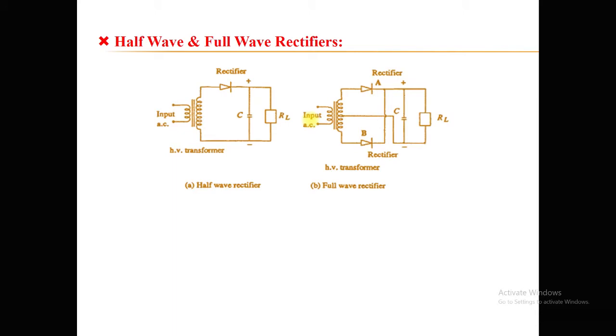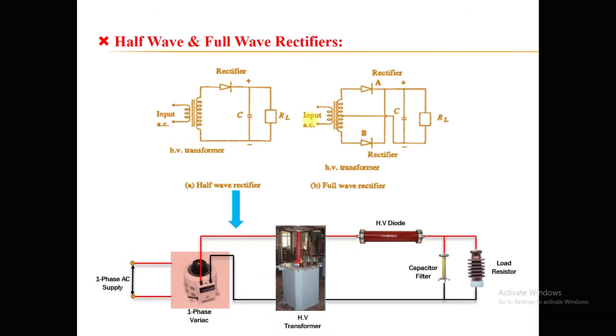So now you know the circuit arrangement of the half wave and full wave rectifiers, and how they look in the industry. Here I am simply representing the arrangement for the half wave rectifier. A single phase AC input is there. A single phase variac is used to vary the input voltage to the high voltage transformer. This is your testing transformer.